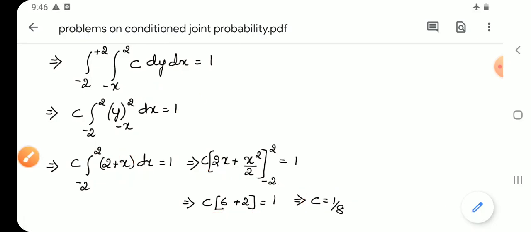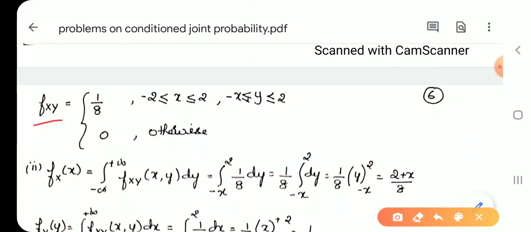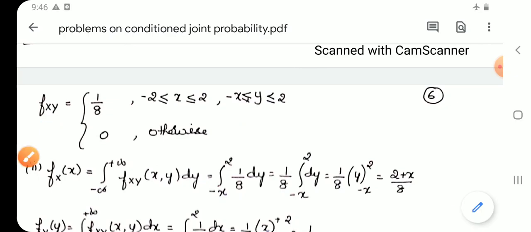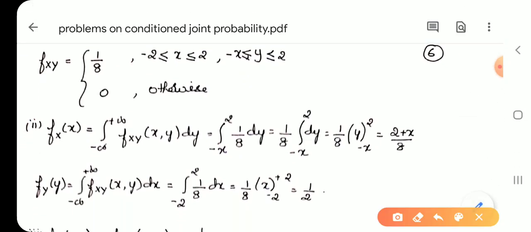So let us rewrite the above integral. f(xy) of x comma y is equal to 1 by 8 for minus 2 less than x less than or equal to 2, minus x less than or equal to y less than or equal to 2, 0 otherwise. Now the second question is, we have to find the PDF of x and y. All these formulas you have already come across and used.